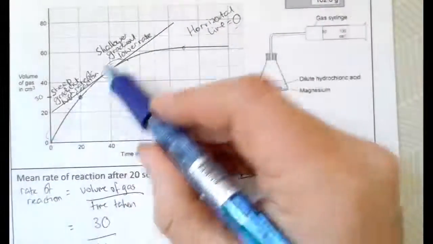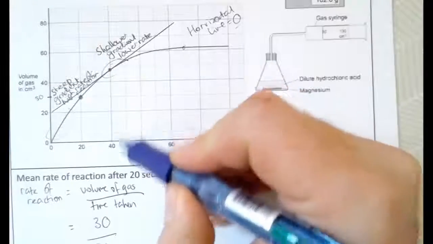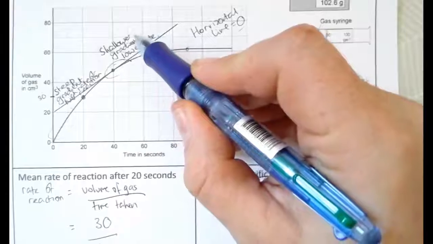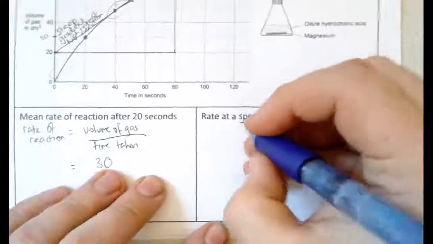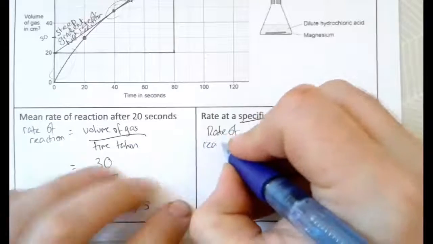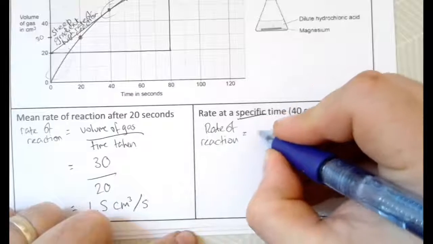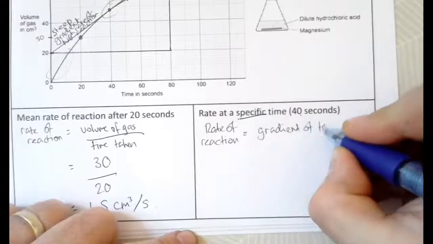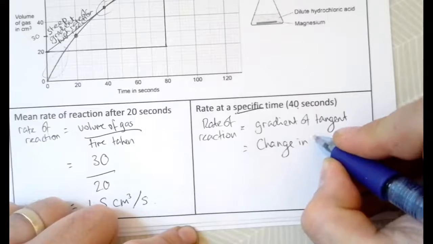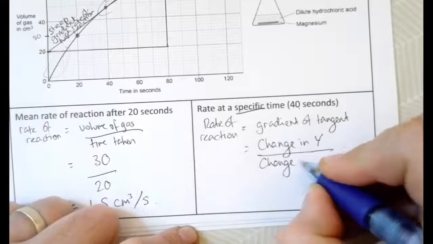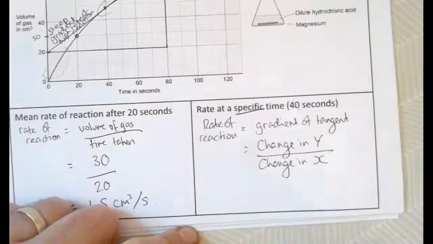This tangent is a line that touches the graph at the point we're interested in, and this line will have a gradient which is equal to the rate of reaction at that time. To calculate the rate, I'm going to draw a triangle using that line because I need to work out the gradient of that tangent. So if we just annotate what we're doing down here, our rate of reaction is the gradient of the tangent, which is equal to the change in the y-axis over the change in the x-axis.